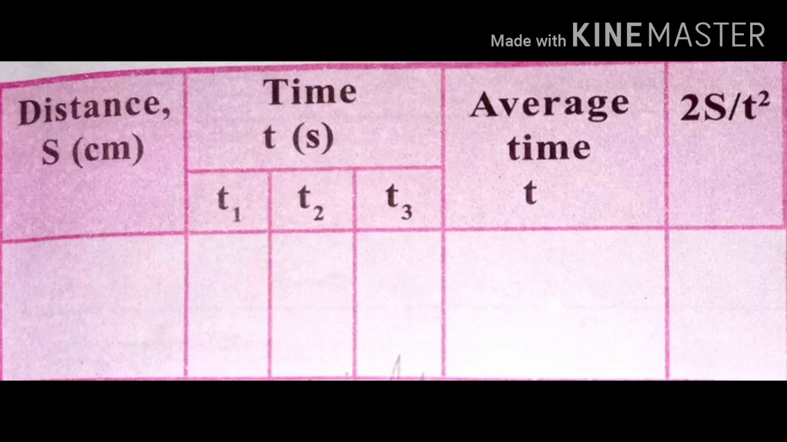Once you get this, draw a graph between the S and T values, and you will get the slope. It is nothing but the acceleration with which the marble is moving on the track. This is the way to find the acceleration, and we have finished our lesson, children.